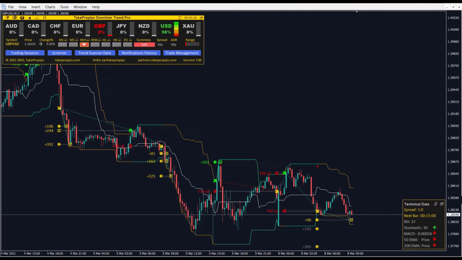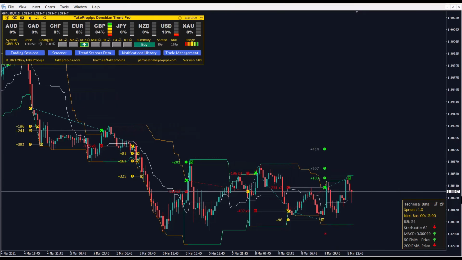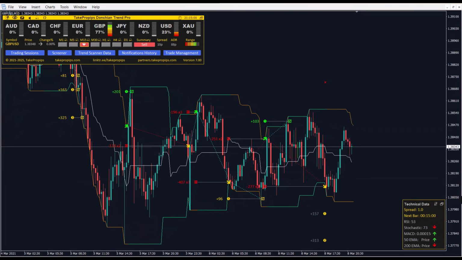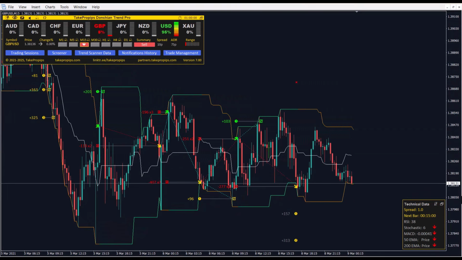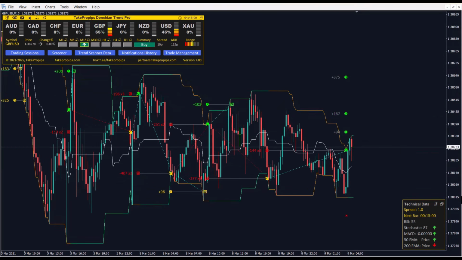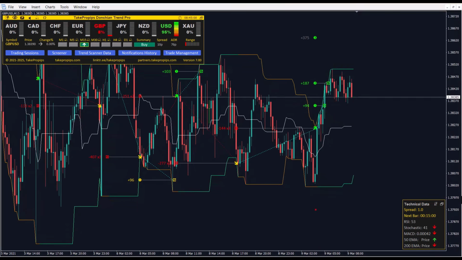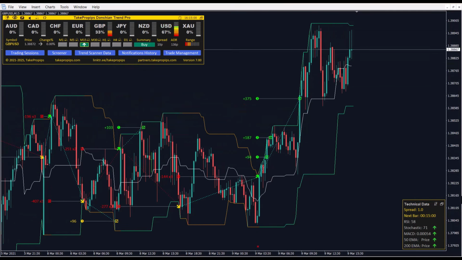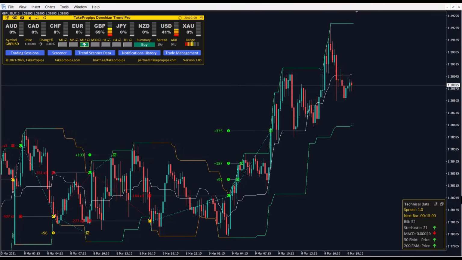GDP can move a currency fast, but the number itself isn't what experienced Forex traders focus on. What really matters is whether economic growth surprises the market, what it tells us about interest rates, and how one country's economy compares with another. Here are 3 practical ways you can use GDP data in Forex trading.